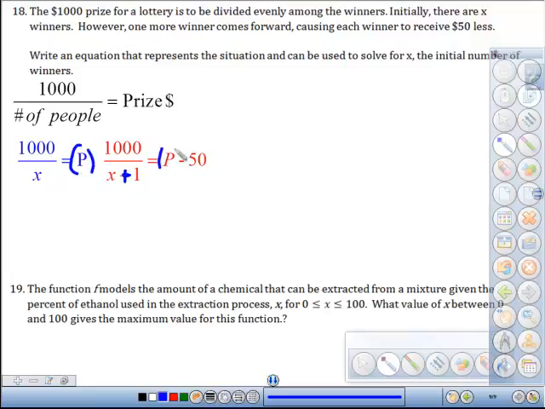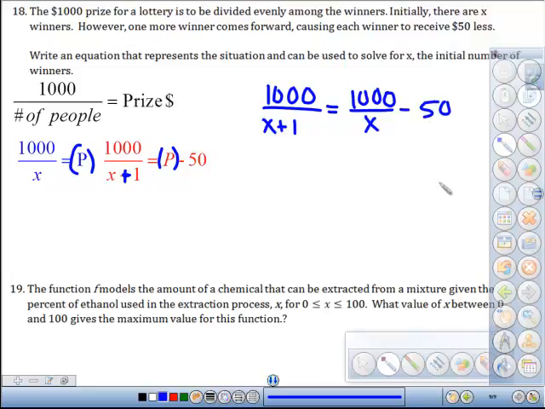P is this guy that's right here, and we have a separate equation, so we're going to treat it like a system, and we're going to substitute in the $1,000. So the 1,000 over x. So 1,000 over x plus 1 equals, and I'm substituting in the 1,000 over x, and then we still have the minus 50.